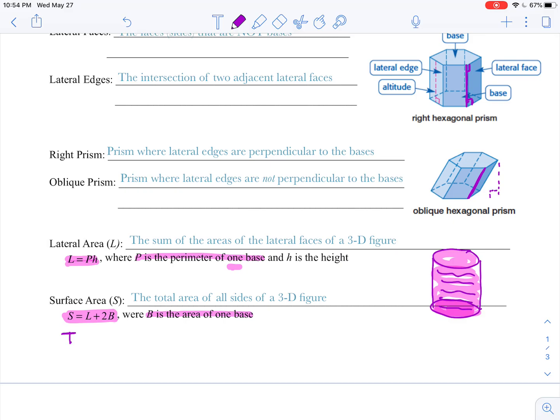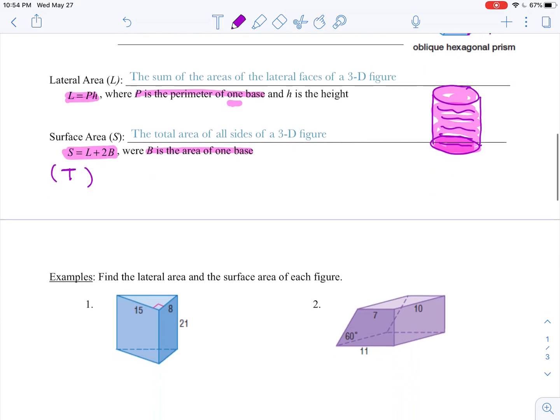You may see in some of my notes or homework assignments, surface area is sometimes denoted by the letter T, and that's because it can be referred to as the total area. So you may see surface area as S, but you also may see it as the capital letter T.